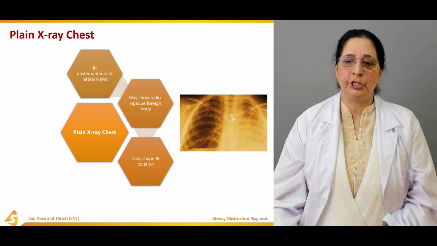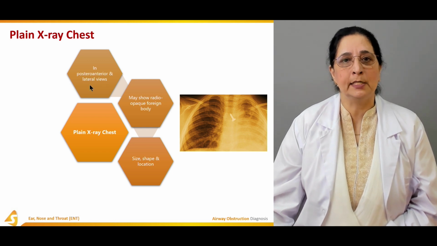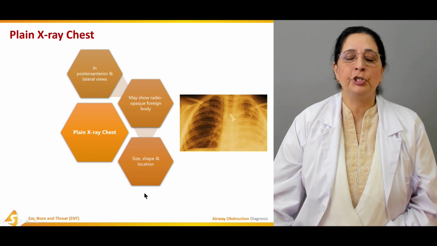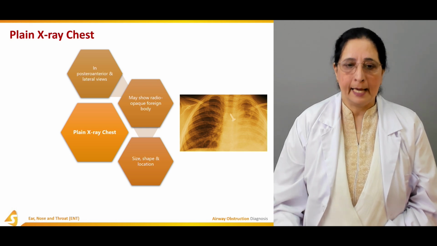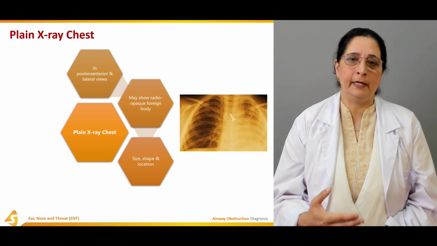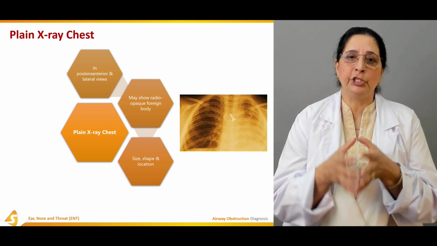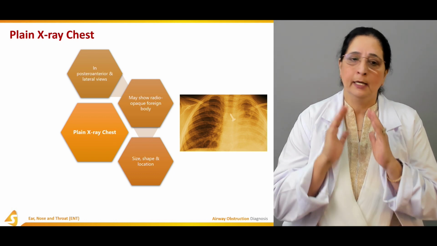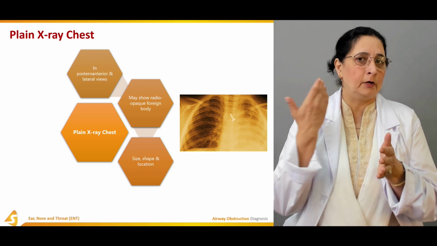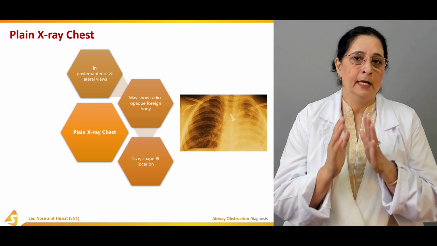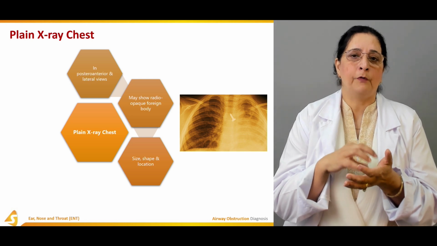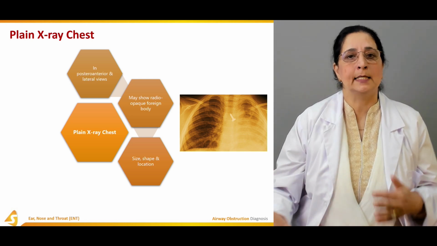Size, shape and location: we can exactly find out the size of the foreign body, the shape of the foreign body like a nail here, and the location of the foreign body by the X-ray. Plain X-ray is very helpful, should be the initial diagnostic procedure for diagnosing the foreign body. Right away do the plain X-ray of the neck, plain X-ray of the chest. It will give you the presence of the foreign body, where it is present, its size and the location.